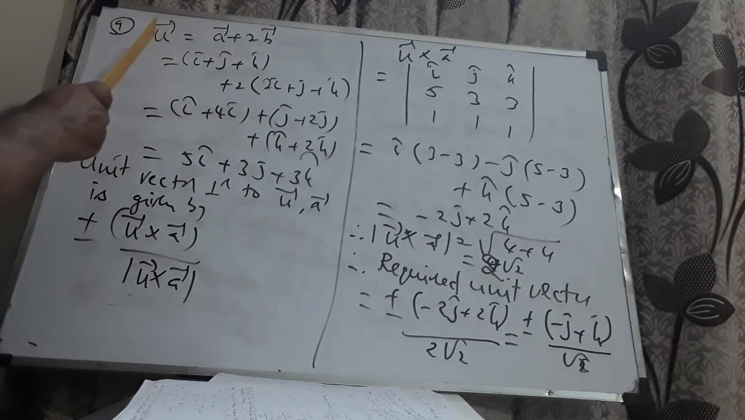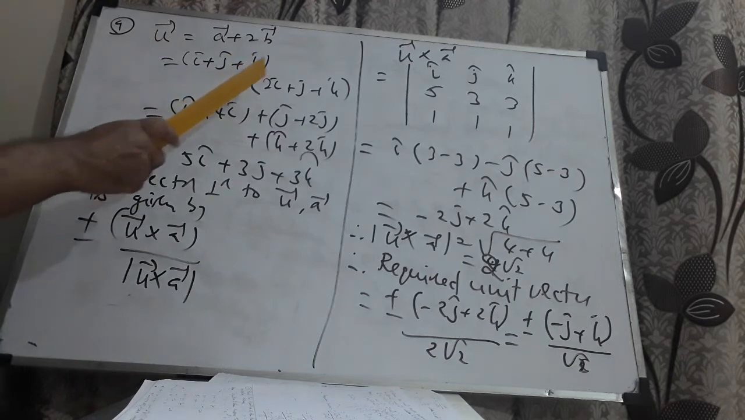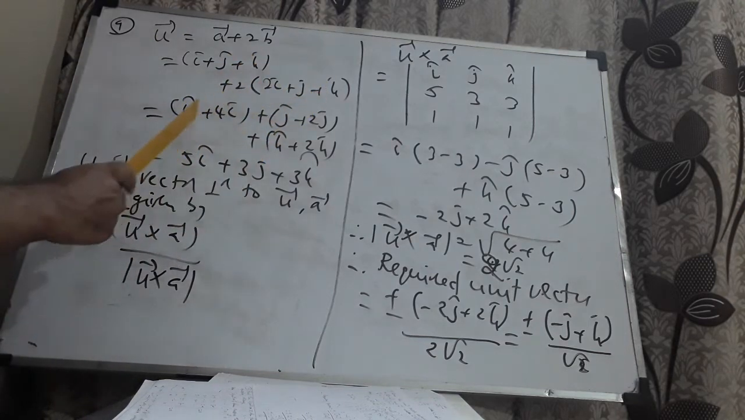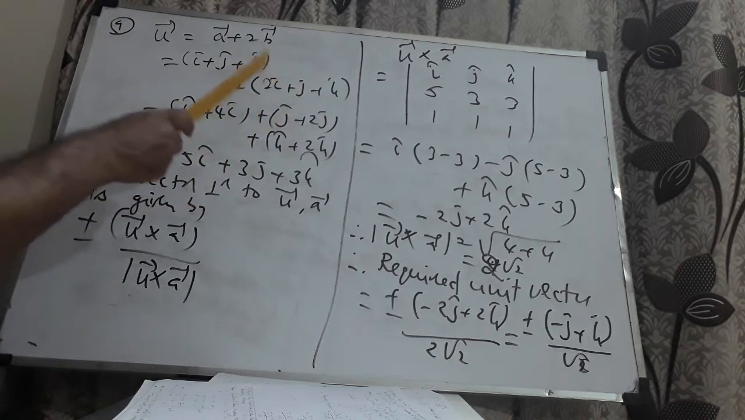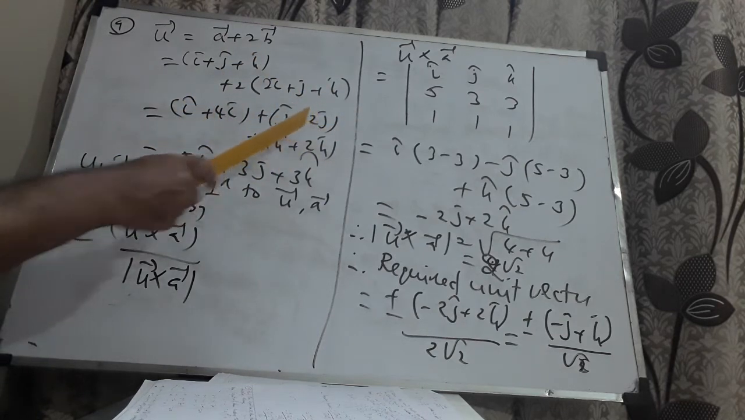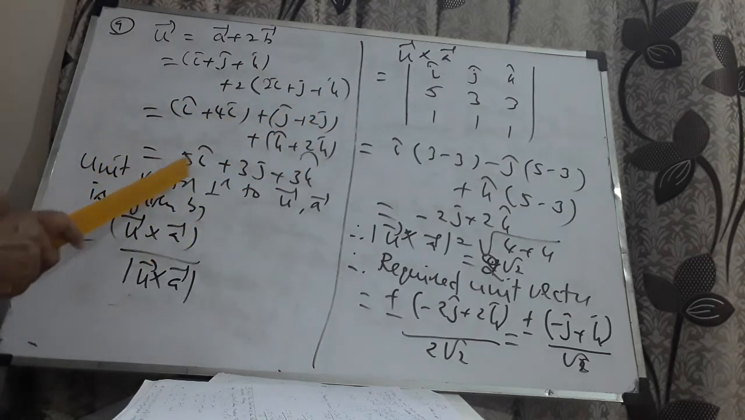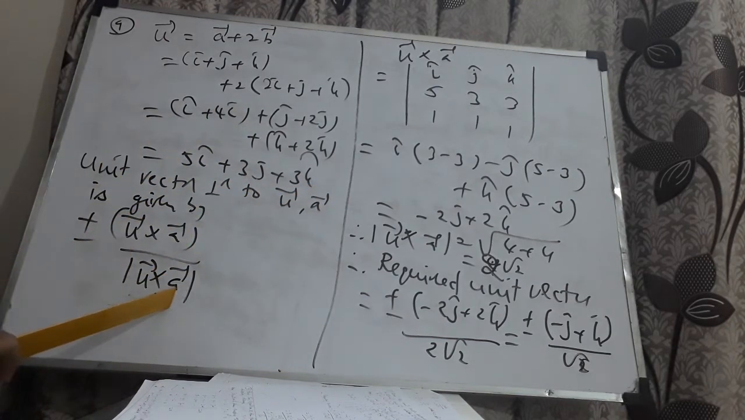I take a plus 2b as the u vector, i plus j plus k plus twice of 2i plus j plus k. Right, i plus 4i, j plus 2j, k plus 2k, 5i plus 3j plus 3k. The unit vector perpendicular to u vector and a vector is given by plus or minus u cross a by mod u cross a. I write it as plus or minus because it can be along u cross a or along a cross u, in the opposite direction also. Okay, it is perpendicular to the plane containing both u and a, that's the meaning. Initially I said u and a, it is not ua. Along u cross a or along the opposite direction a cross u also.